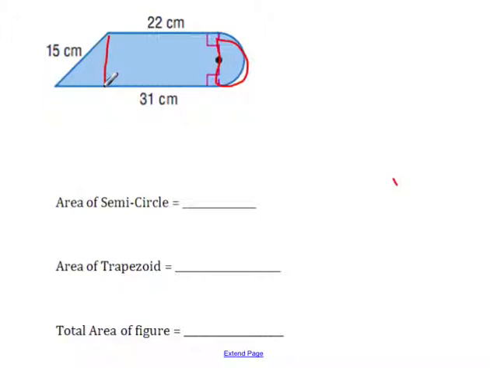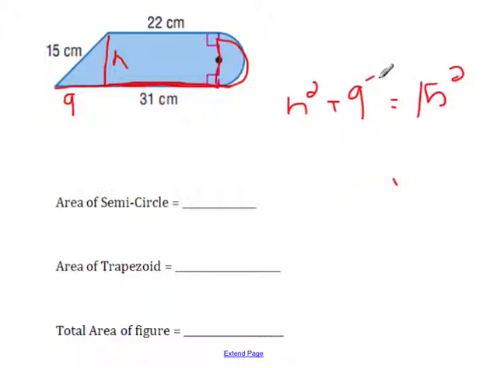Now this entire length right here is 31. From here to here is just 22, which means that this guy right here is 9. So to get the height, again, I can use that Pythagorean theorem. So h squared plus 9 squared is equal to 15 squared. So then again, I'm assuming you can solve for the Pythagorean theorem. So when you solve for h, you end up getting a height of 12. So this right here is 12, which means the diameter of my circle is 12, so my radius is 6.